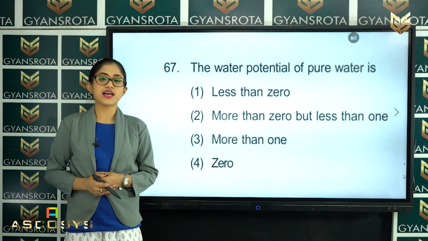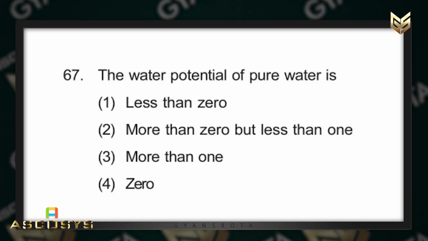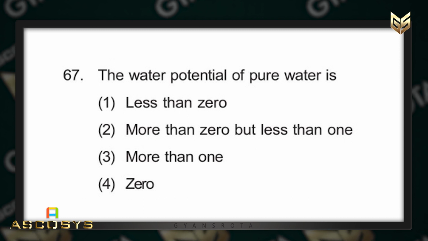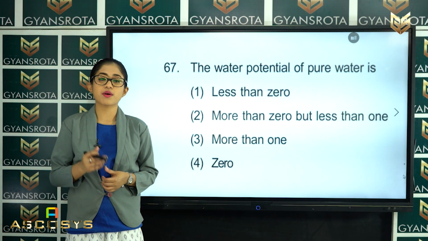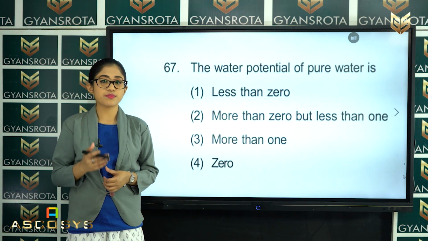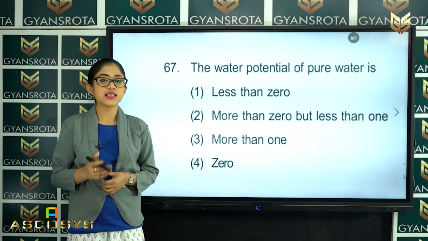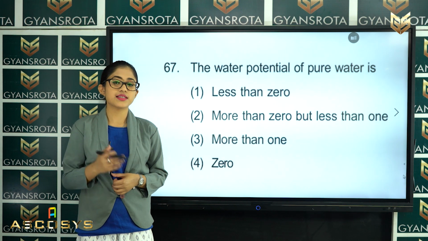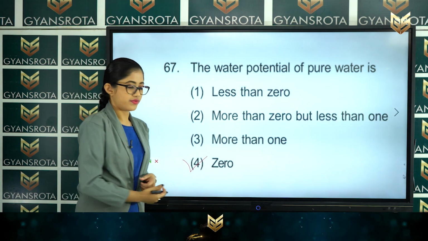Now, in the next question, as you can see here, question number 67, the water potential of pure water is less than 0, more than 0 but less than 1, more than 1, or option number 4 is 0. So, this is also a very direct question from the chapter Transport in Plants. I hope you have remembered that water potential. So, water potential in the case of pure water is 0. So, which among them is the correct answer? That is the option number 4, right?